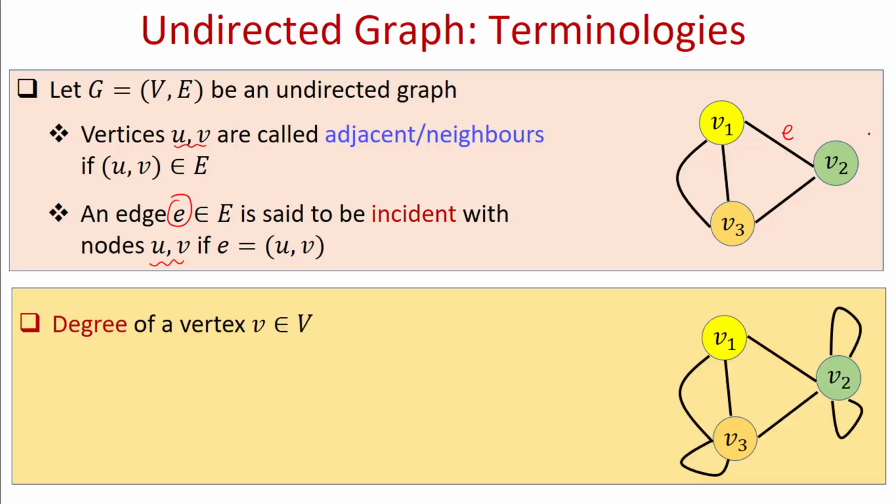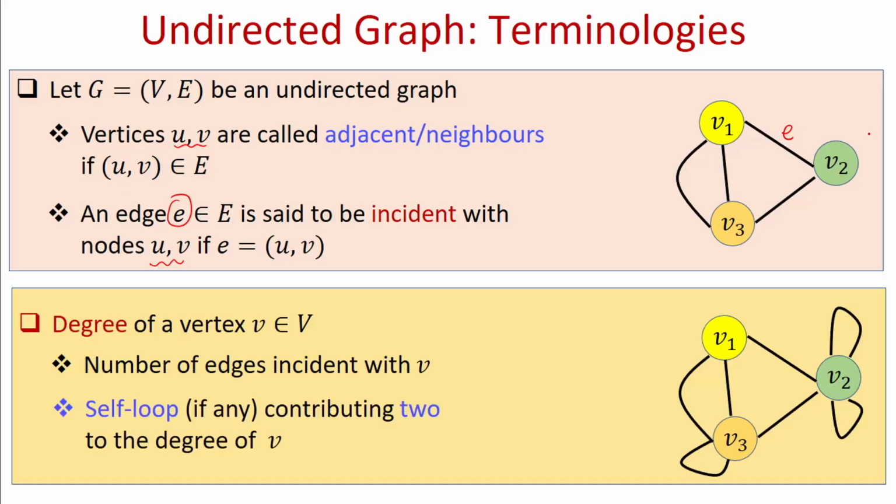Now let us define next what we call the degree of a vertex small v. Again, I am giving the definition with respect to undirected graphs, but the definition can be extended or generalized for directed graphs as well. So what is the degree of a vertex? The degree of a vertex is the number of edges incident with v, or in simpler language, the number of edges which have small v as one of its endpoints. The definition has a special case: if there is a self loop incident with the vertex small v, then that self loop is counted as contributing 2 to the degree of the vertex small v.